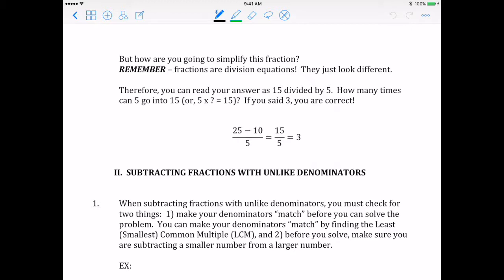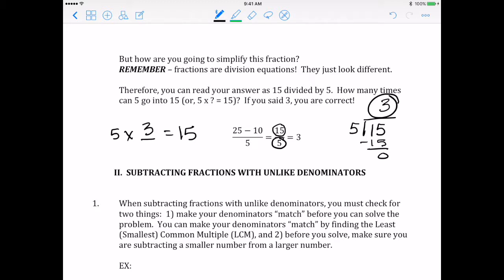So take your 15, put it inside your division symbol. Take your 5, goes out here, and 5 goes into 15 how many times? 3 times. Minus 15, 0. So your answer is 3. Or you could remember, multiplication is the opposite of division. So you're saying 5 times what number equals 15? And that would be 3.